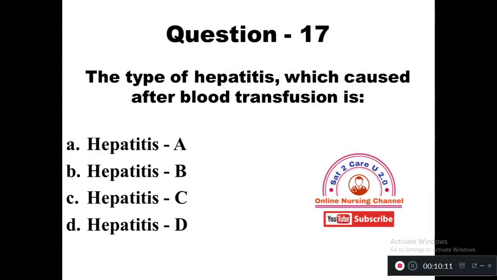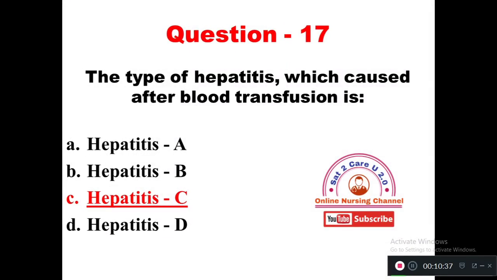Question number 17. The type of hepatitis caused by blood transfusion is option A hepatitis A, B hepatitis B, C hepatitis C, and D hepatitis D. The right answer is option C, hepatitis C.